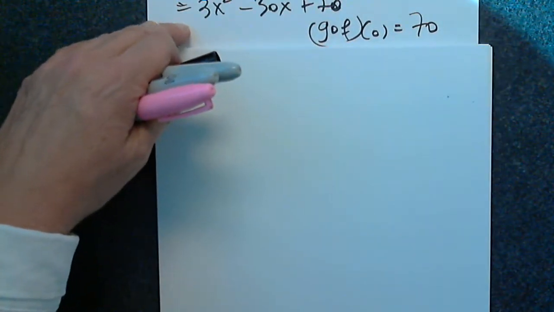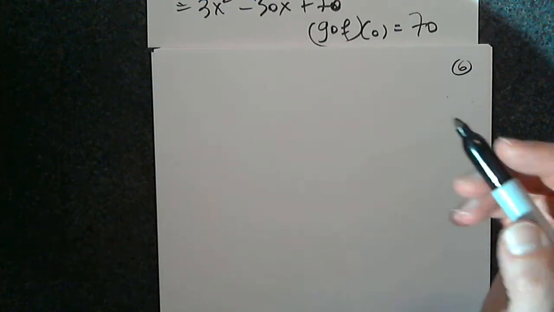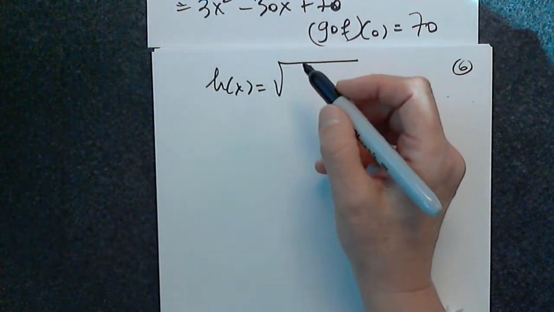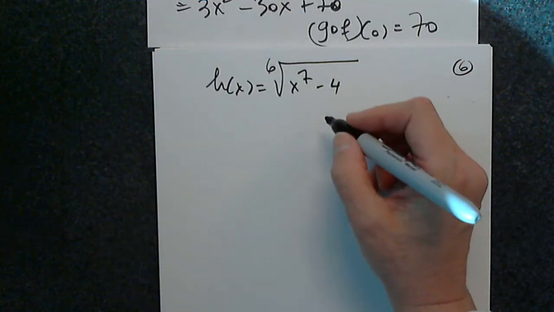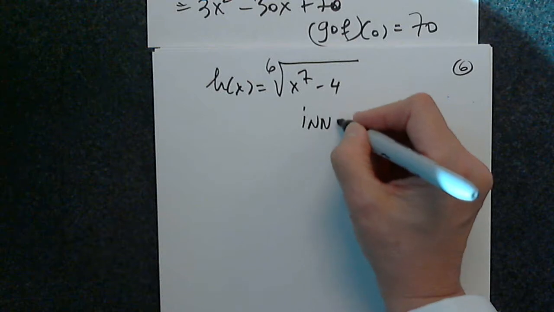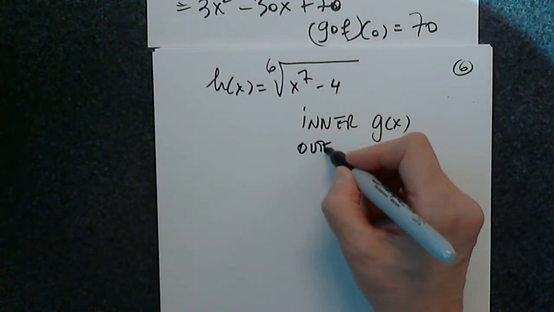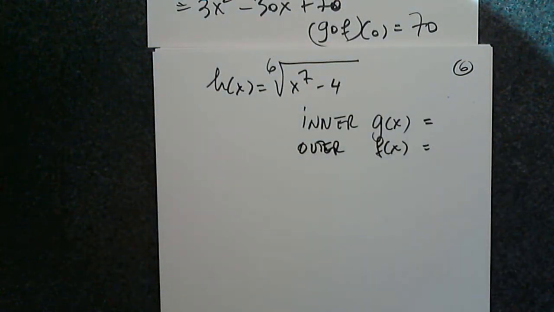Very good. So number 4, we have h of x equals the 6th root of x to the 7th minus 4. Minus 4, right? Yes. So they want us to find an inner function, and we should call it g of x, and an outer function, and we should call it f of x. Can anyone give us an idea about the inner and the outer?